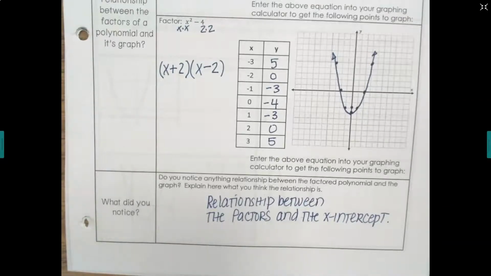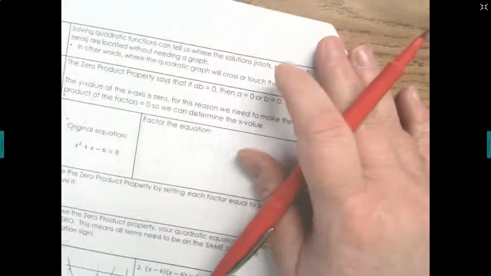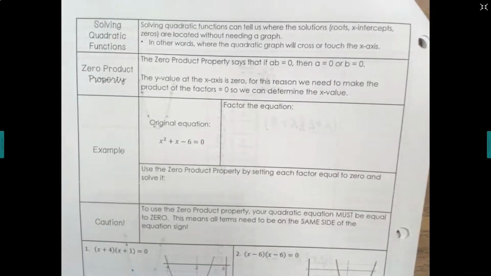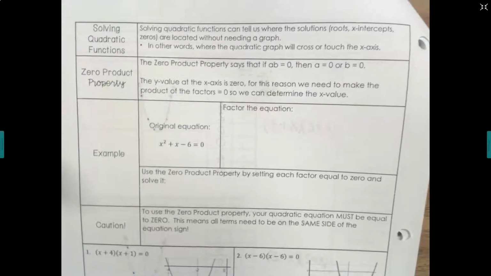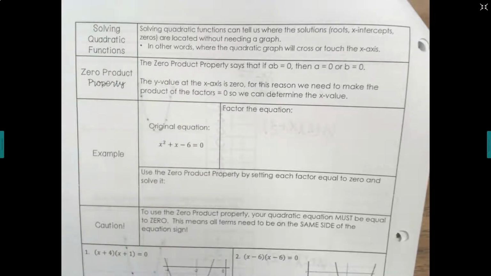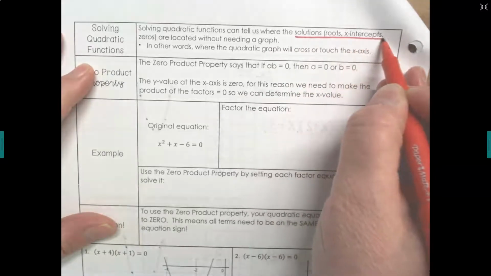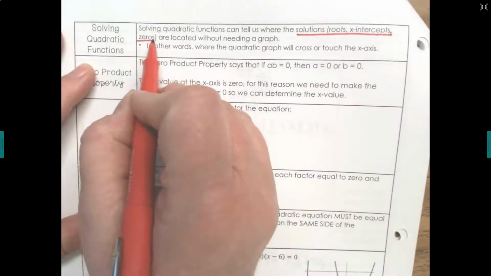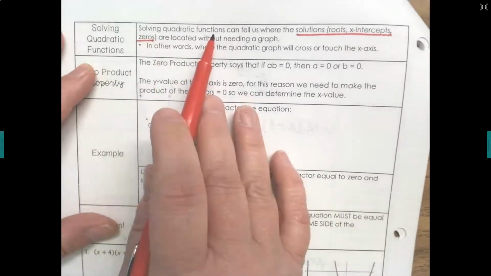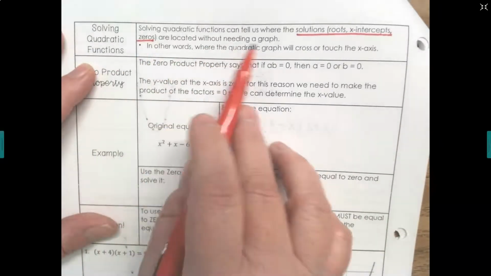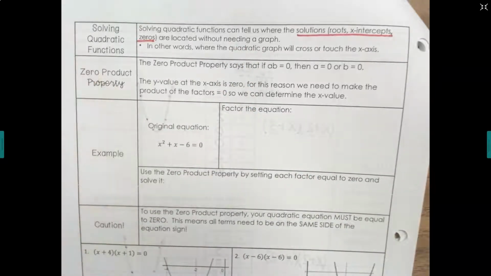Okay, so let's take a look. Let's go ahead and flip this over and talk about how we're going to go about this. All right, we're going to be doing something called solving quadratic functions. There's a bunch of different ways to do this. Today we're going to solve them by factoring, since we just completed the factoring section. Solving quadratic functions can tell us where the solutions are, and we've talked about solutions before. Solutions could also be called roots or x-intercepts or zeros. And so if we solve the quadratic function, it will tell us where those x-intercepts are without needing a graph, because you don't always have a graph available to you.